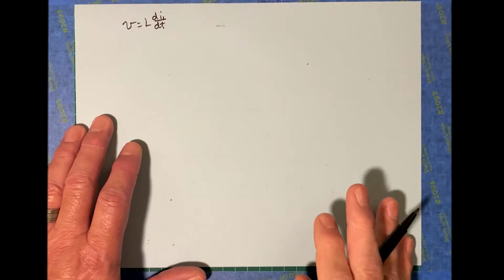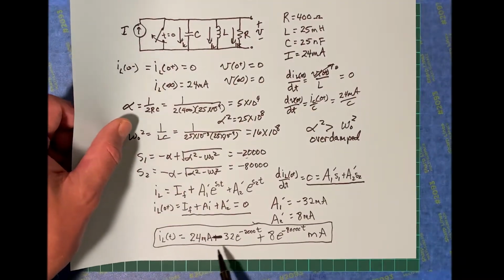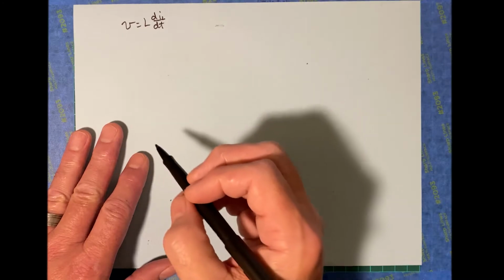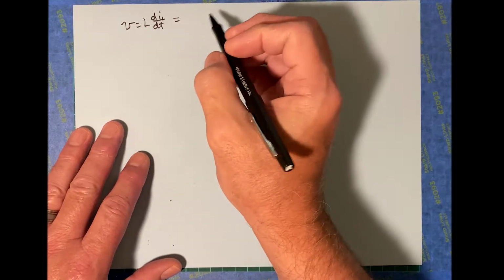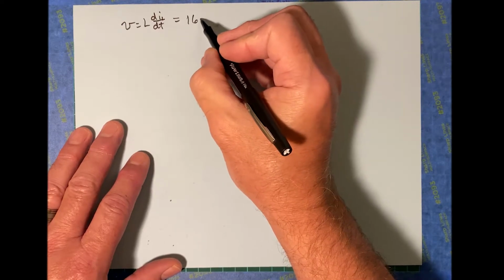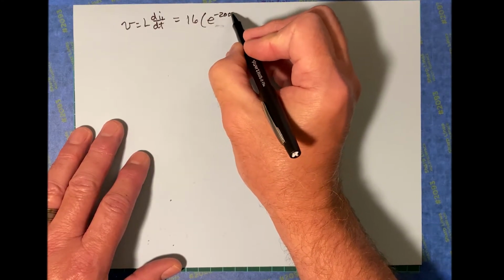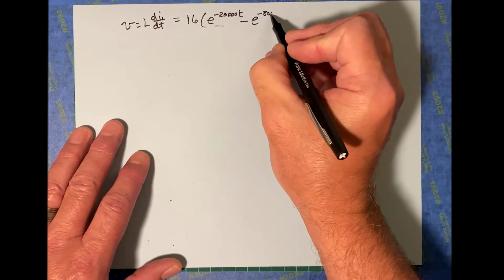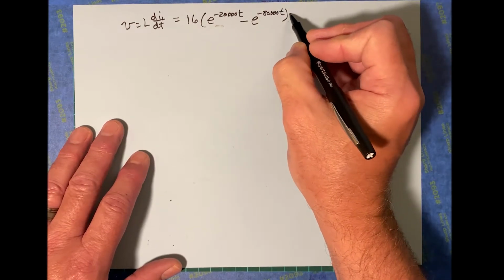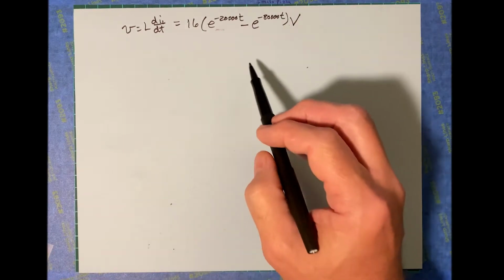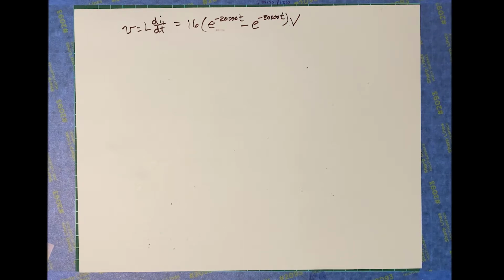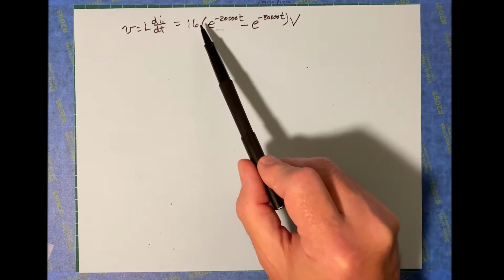Okay, so how would you do that? You'd go back over here, take the derivative of this with respect to time, multiply by L, and you would end up with this value. I'm going to go ahead and tell you what the answer is for that. You might want to work it out yourself. E to the negative 20,000 t minus e to the negative 80,000 t, and that's volts. Now, if you go through and work this out, you discover that the coefficients for the voltage happen to be exactly the same. So at t equals 0, this becomes 0.